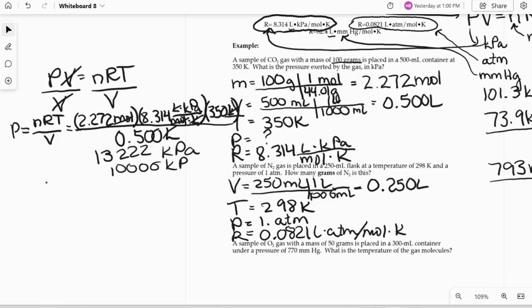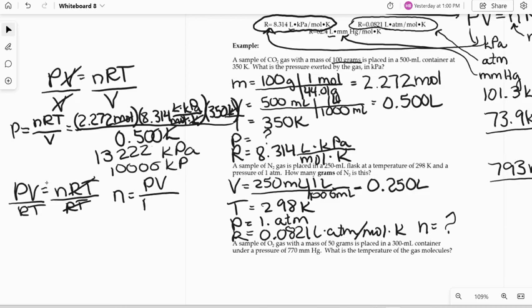And we're going to solve for N, because we know we can go back and forth from grams to moles very easily. So let's go over here and rearrange our ideal gas law equation, PV equals nRT. In order to get N by itself, we divide by R and T. My formula becomes N equals PV over RT.